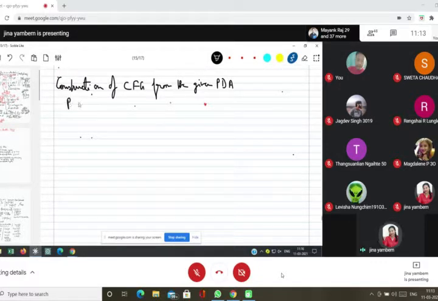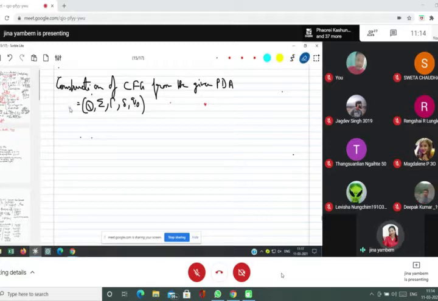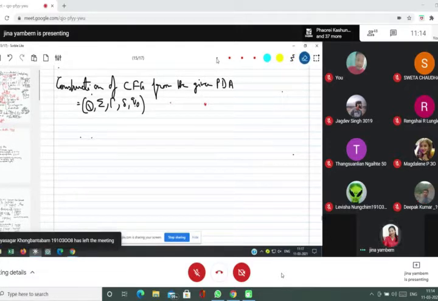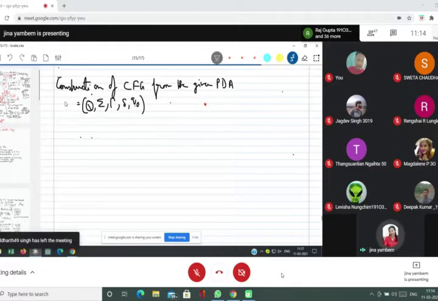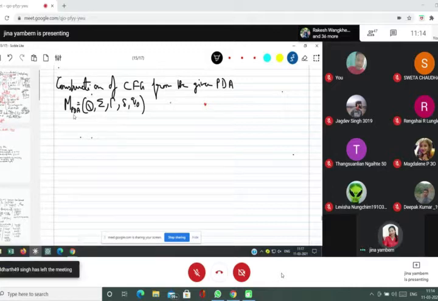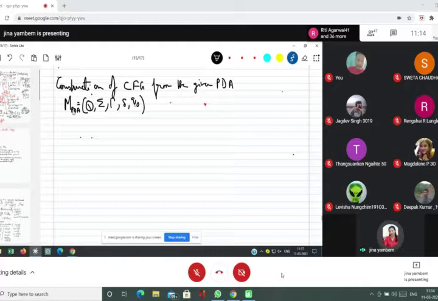We're going to assume the PDA is P, Q, Q naught. Instead of this P, let me change it to M for the PDA, because P I'm going to use for context-free grammar production rules, and sometimes people are quite confused. So instead of representing push-down automata by capital P, let me represent it by M. M is representing the machine, and the type of the machine is PDA.